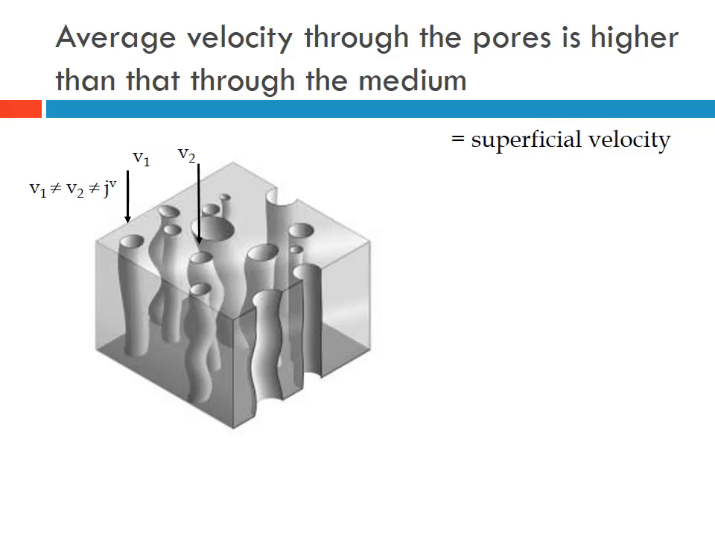So now back to what we're talking about. The average velocity through the pores is higher than through the medium. What do we mean by that? So think of this as a porous medium, and it has these different tubes, and so when fluid is flowing, fluid is not flowing through the solid part. It's only flowing through the openings, obviously.